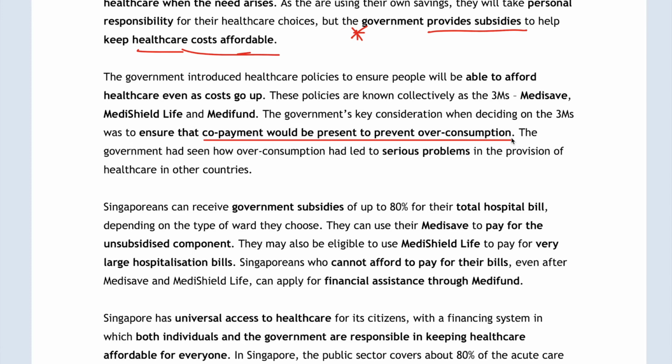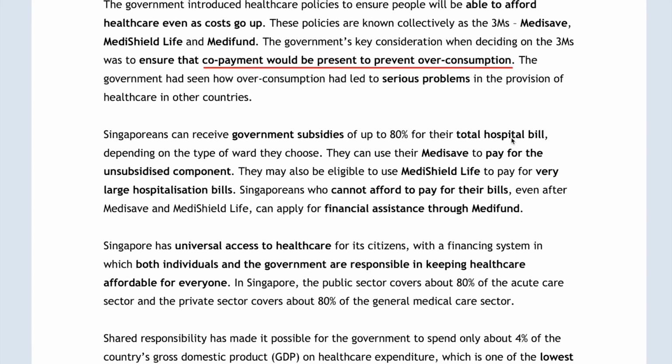So this framework, again, is still about responsibility. Government gives you subsidy, you be responsible with your spending. So it's still the same idea. For most Singaporeans, you'll be able to receive government subsidies for up to almost 80% of your hospital bill, depending on whatever services that you choose.